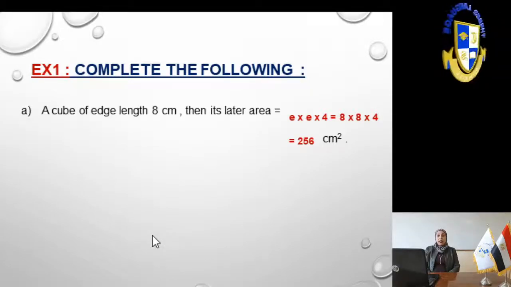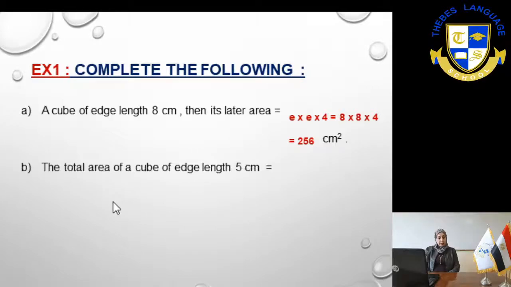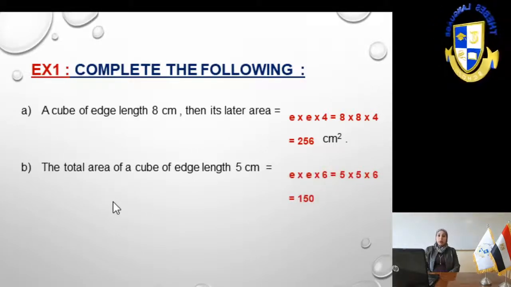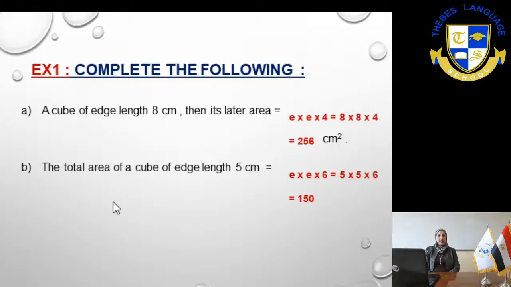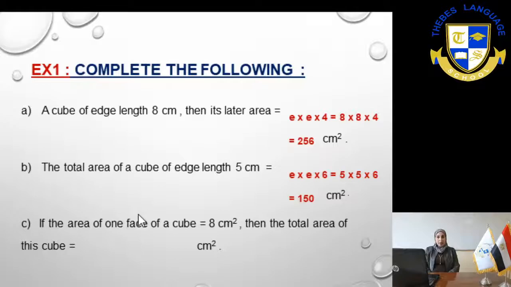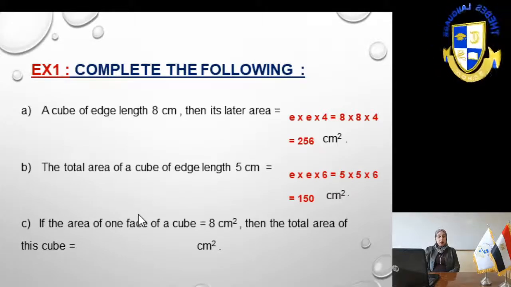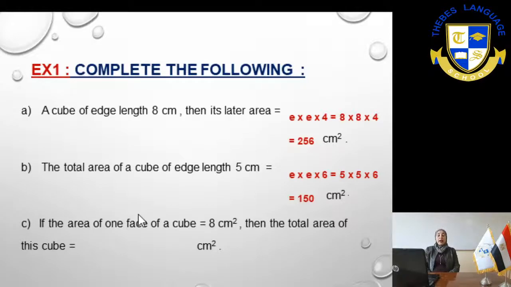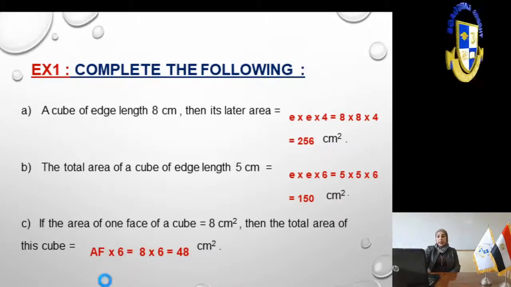Letter B: the total area of a cube of edge length 5 centimeters. We have to calculate the total area, so I'll multiply the area of one face times 6. It will be 5 times 5 times 6 equals 150 centimeters squared. Letter C: if the area of one face of a cube equals 8 centimeters squared, then the total area of this cube equals what? It equals the area of a face multiplied by 6. Here I have the area of a face, which equals 8 centimeters squared, so I multiply it by 6, and it will be 48 centimeters squared.